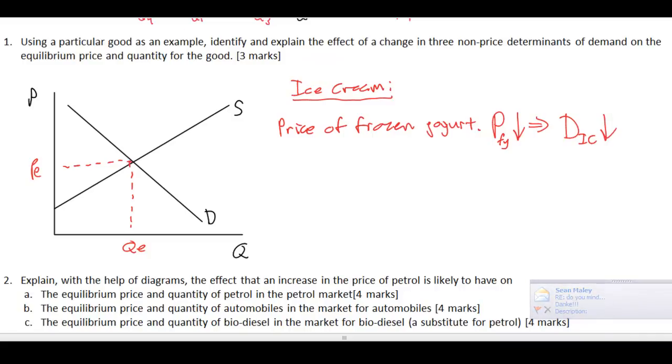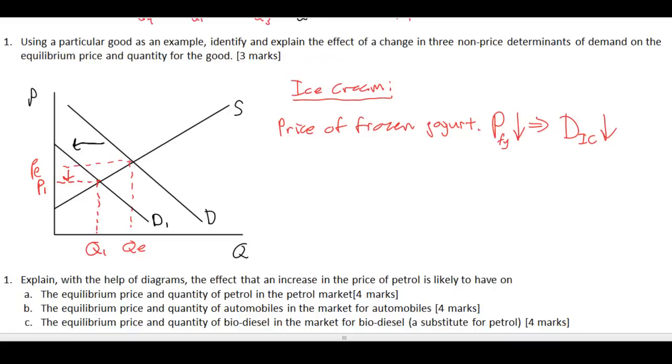So the result will be a leftward shift of the demand curve for ice cream to D1. Demand will decrease, but importantly, we must point out that this will lead to a lower price for ice cream as the price falls to P1, and a reduced quantity supplied of ice cream, as producers respond to the lower demand by cutting back on their output of ice cream and lowering the price.